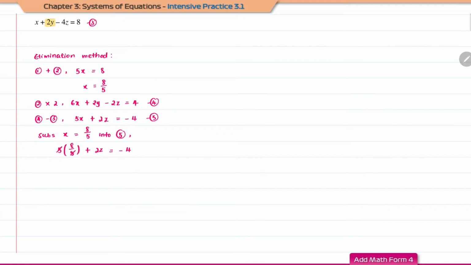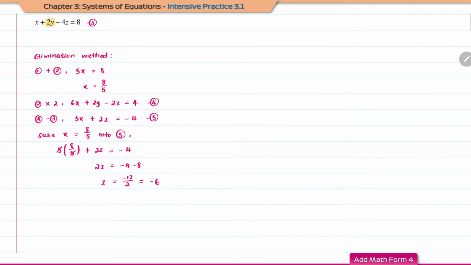So here I can simplify this. So it's going to be 2z equal to negative 4 minus 8. Alright, so z will be equal to negative 12 divided by 2. Therefore, the value of z will be equal to negative 6.